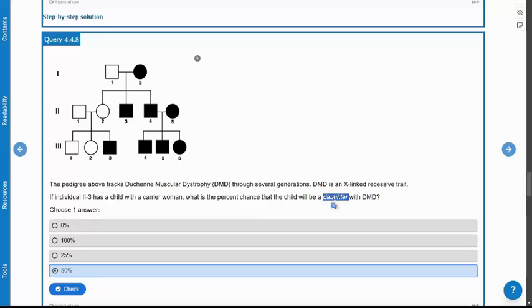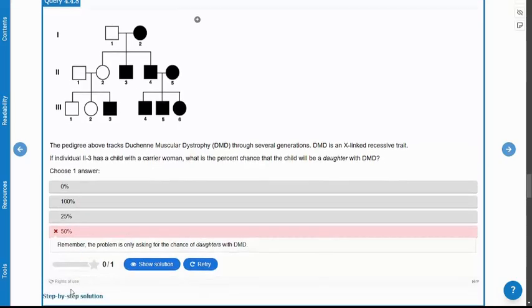Oh, sorry, a daughter. Oh, only a daughter. Okay, good, cool. So, guys, read your question. So he passes on the X gene, which obviously he has the disease. The mom could either pass the non-disease or the disease because she's a carrier. So it means that they have a 50% chance.